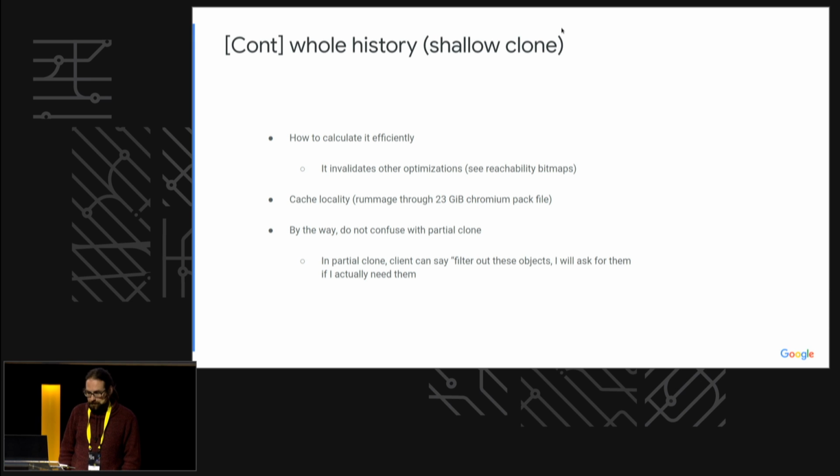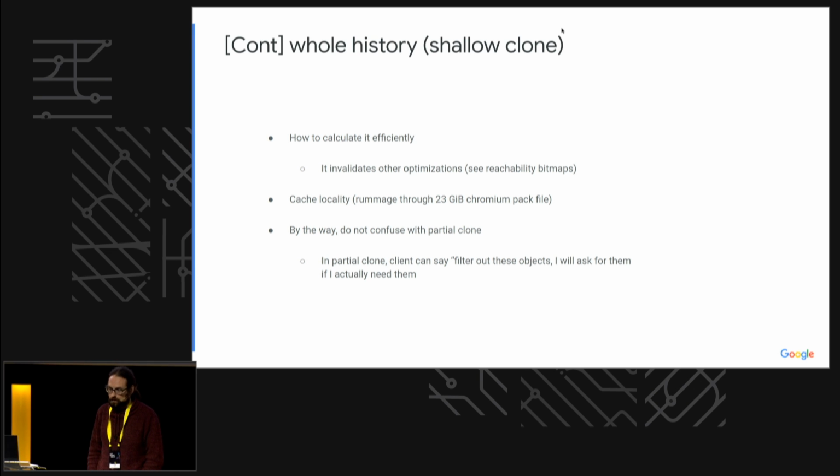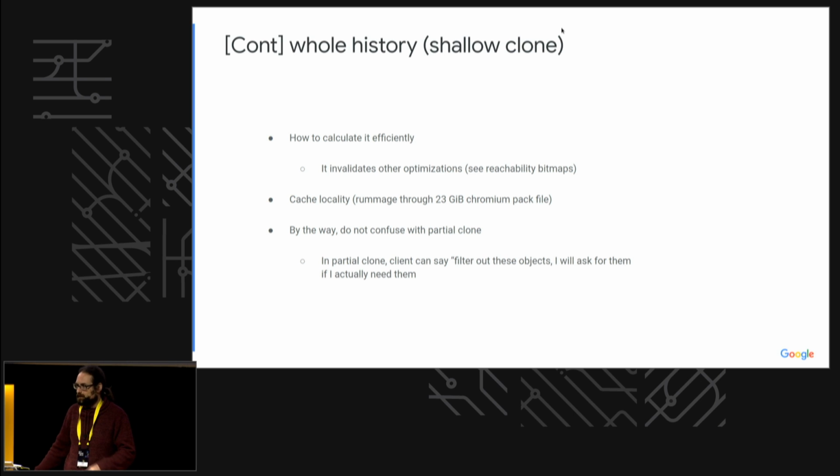And still, shallow clone seems to be a good solution for this. Don't confuse it with another feature that is coming now in Git, the partial clone, because in the case of the partial clone, the client actually knows all the objects. In the case of the shallow, everything below that cut point is simply invisible. In the partial clone, you just know it. You're just saying to the server, don't send it to me now, I will tell you later.